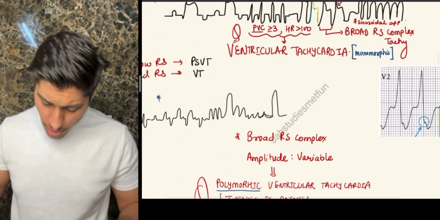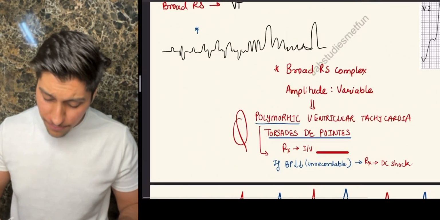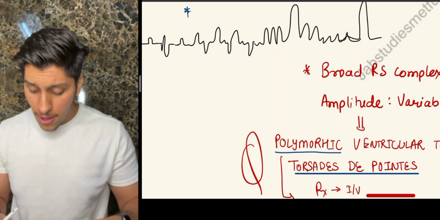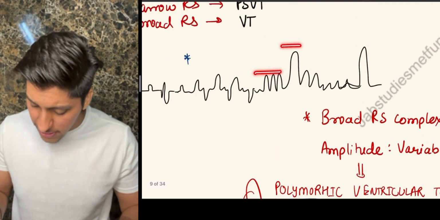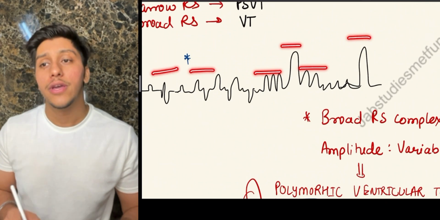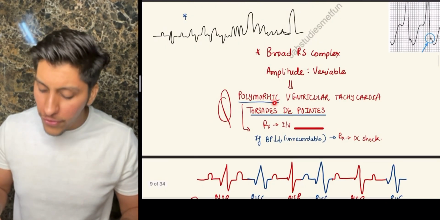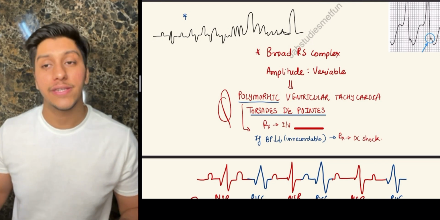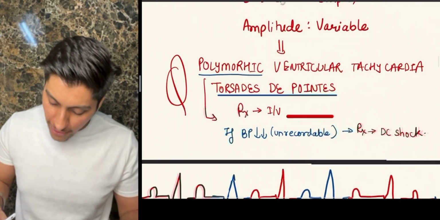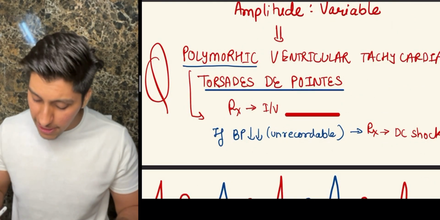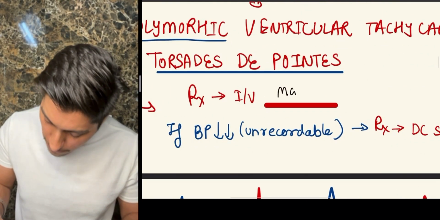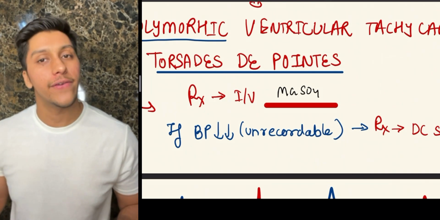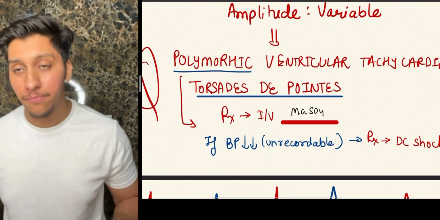Okay, next, guys, if you are having the same thing, broad QRS, which is broad ventricular tachycardia, PVC more than 3, but over here the amplitude is variable, some are high, some are low, some are high, some are low. Now this is known as polymorphic ventricular tachycardia, which is also known as Torsades de Pointes. The management is very important. They have asked this regularly. The management of Torsades de Pointes is going to be IV magnesium sulfate, IV MgSO4. IV MgSO4 is the management for polymorphic ventricular tachycardia.